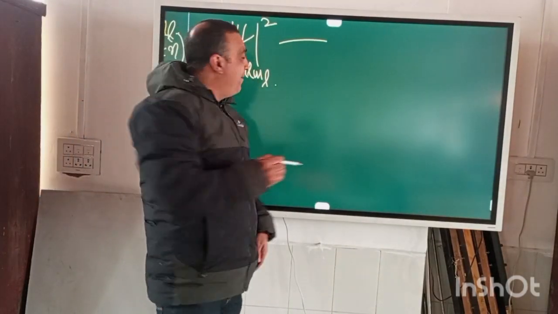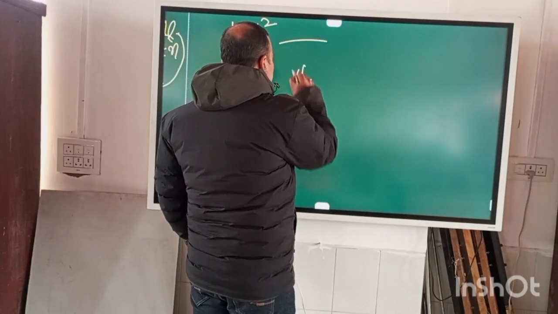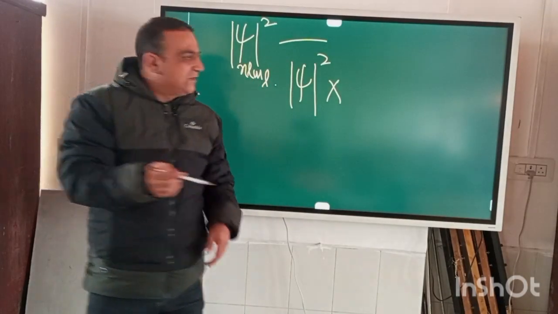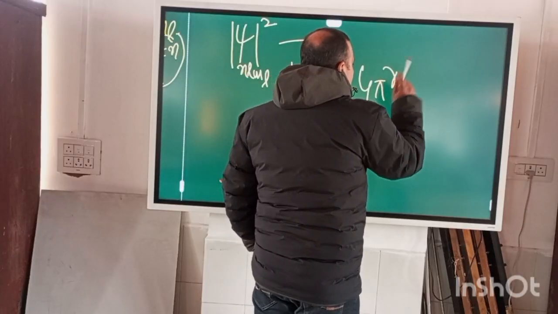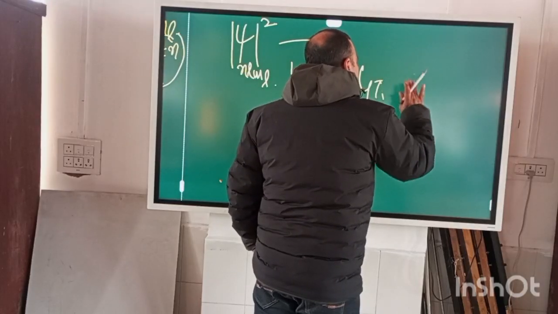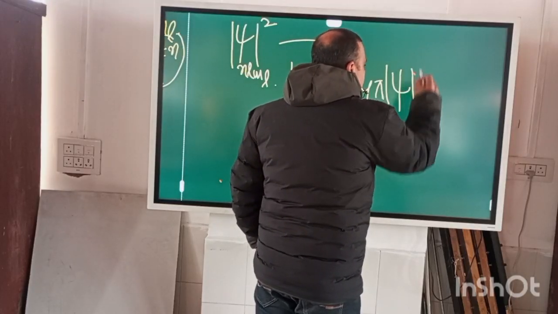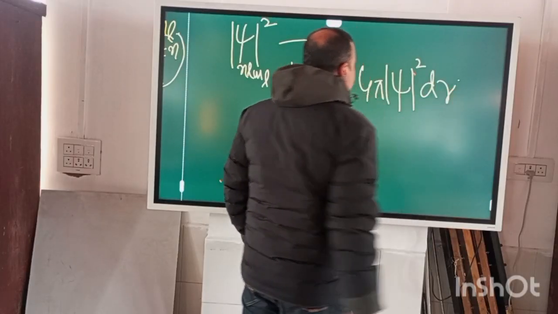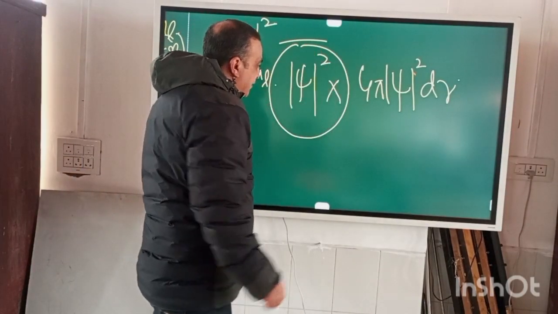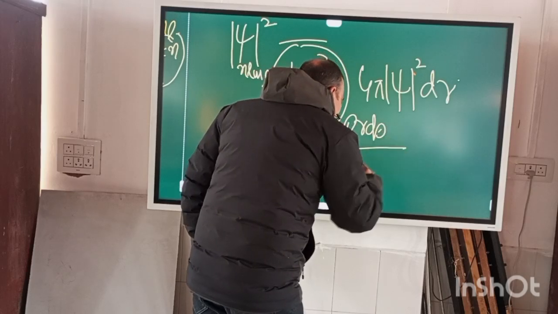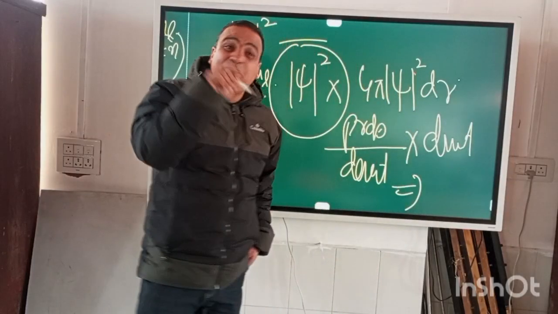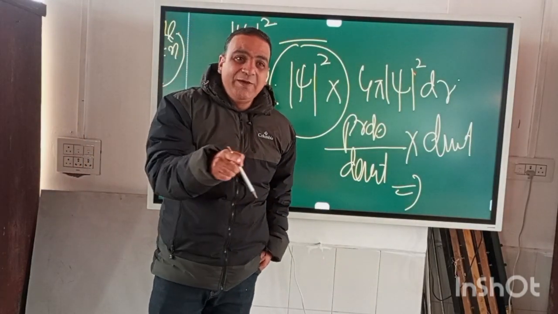And if I multiply this probability density, psi square, by a small volume, for example 4 pi r square dr, I can write it like this: probability divided by volume, multiplied by volume, will give me the probability. What will it give me? It will give me the probability.